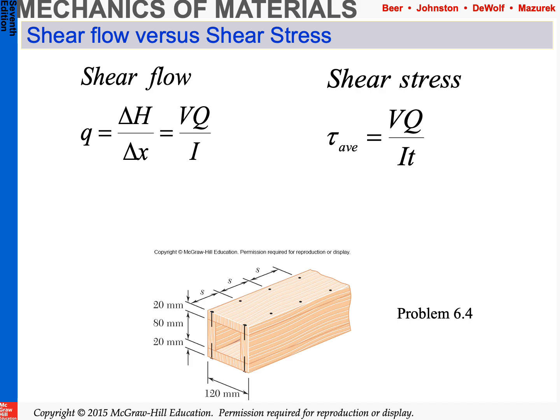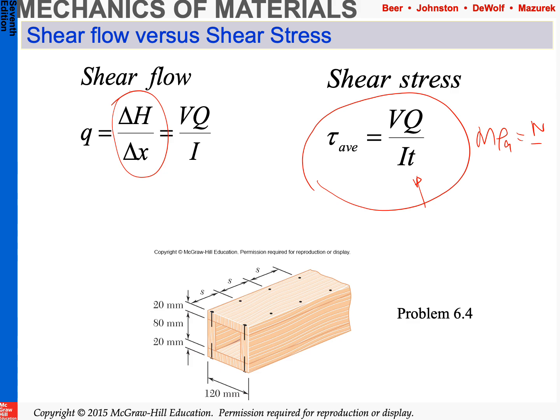So the shear flow, again, was determined by doing a force balance equation with forces in the x direction, but it's basically a horizontal force over some horizontal distance, and then we got the VQ over I. The shear stress is a force over an area, so when we put the thickness there, we get units of MPa, force per area. Here we get Newtons per millimeter, or force per unit length.